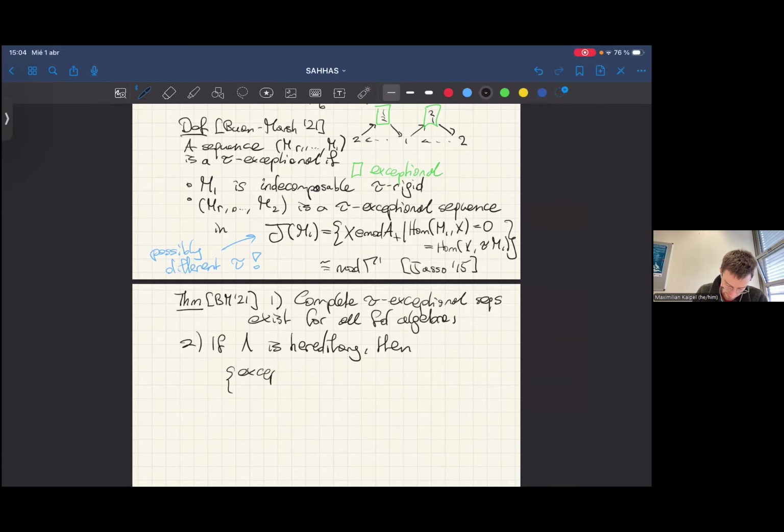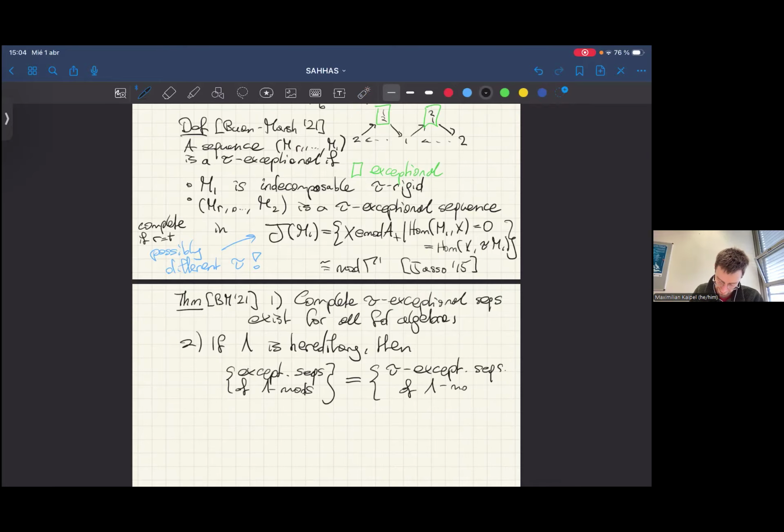So then the set of exceptional sequences of lambda modules is the same as the set of tau exceptional sequences. And sorry, maybe I should have said complete again means that this index R here is equal to T. So yeah, complete if R is equal to T, or the number of simples in general. They show that for hereditary algebras, these two classes of objects are exactly the same.